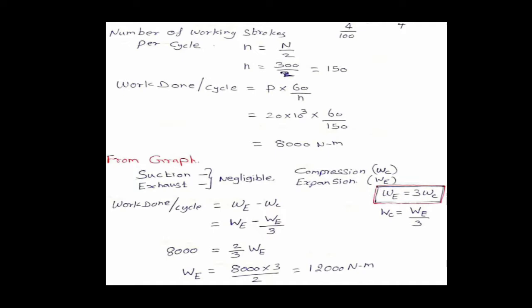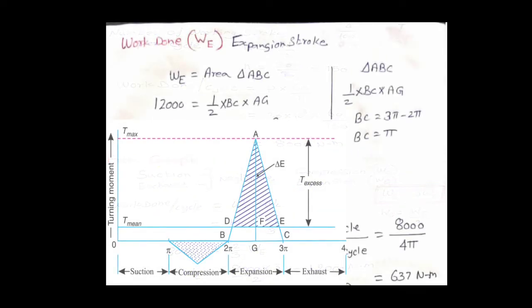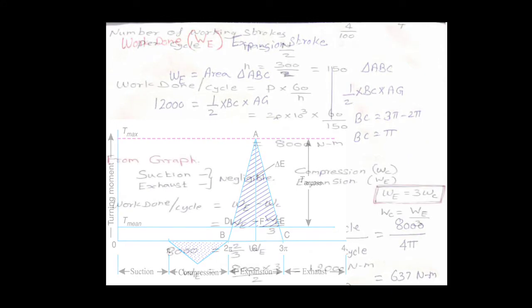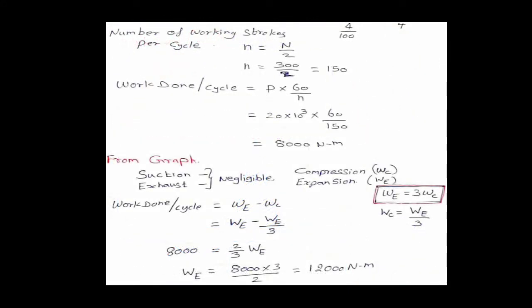From the graph, suction and exhaust stroke work is negligible. Here one relation is given: 3 times WC is equal to WE, for the compression and expansion strokes. With respect to WC, WE is divided by 3. We substitute this in the work done per cycle, WE minus WC, and we get the value of work done per cycle.